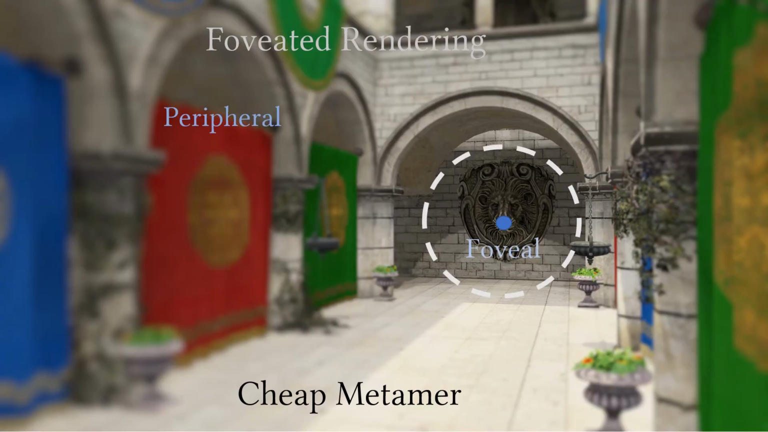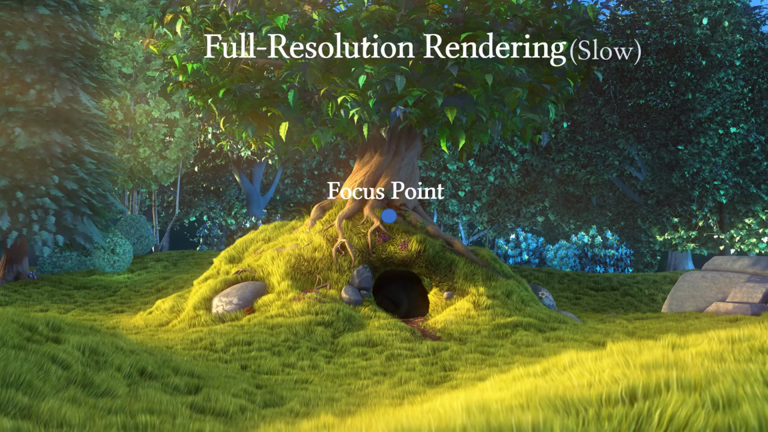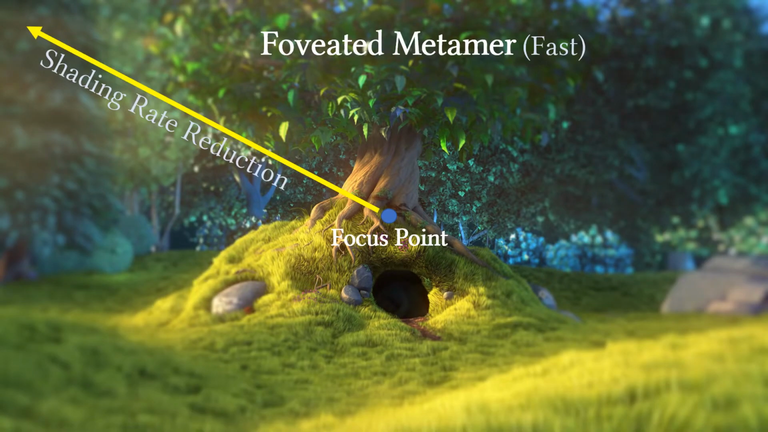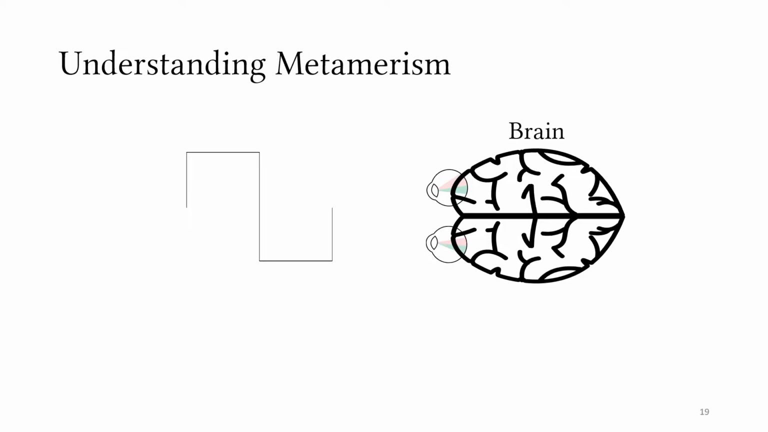The standard and most common technique for foveated rendering is to progressively reduce the shading rate away from the fixation point such that there is no noticeable quality degradation. But how does this shading rate reduction constitute a metamer? To get more insight, we need to understand how the visual system processes incoming stimuli.